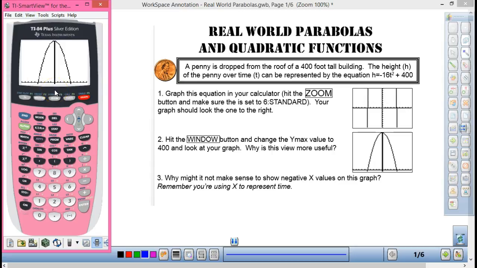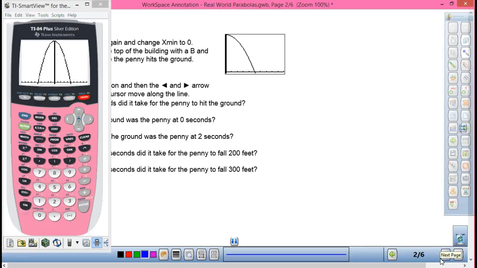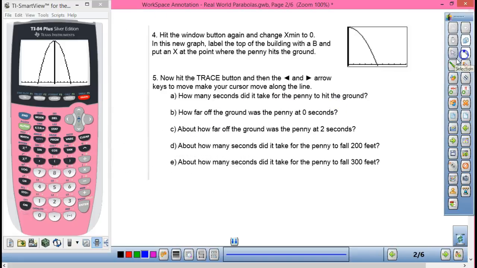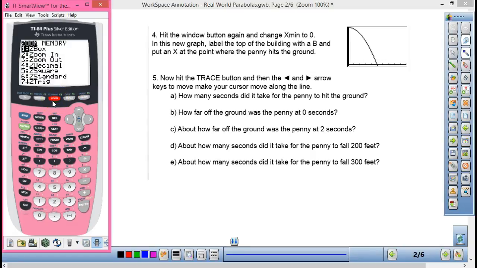Okay, so because we can't have negative time, we are going to change our x min to 0. So go back to window. Ooh, that's not window. That is. Okay, and where it says x min, they want that to be 0. Okay, so we're going to hit graph. It does look like that.